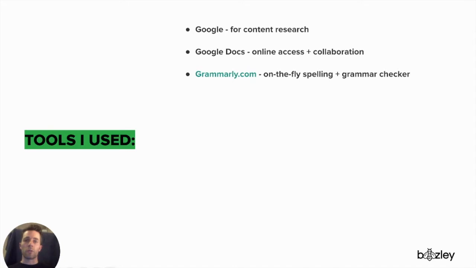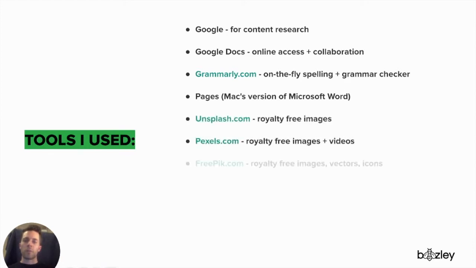Grammarly.com, a useful tool that I use every day for on-the-fly spelling and grammar checking. Pages, which is effectively Apple's version of Microsoft Word. It doesn't matter what you use, but for my purpose, I use Pages because I prefer the templates that are inbuilt within the program. Now for images, I use Unsplash, Pexels, and freepik.com for royalty-free images, vectors, videos, and icons.